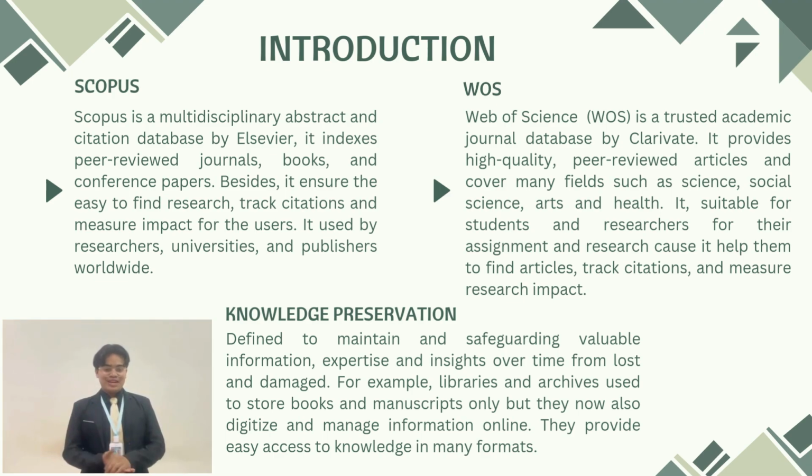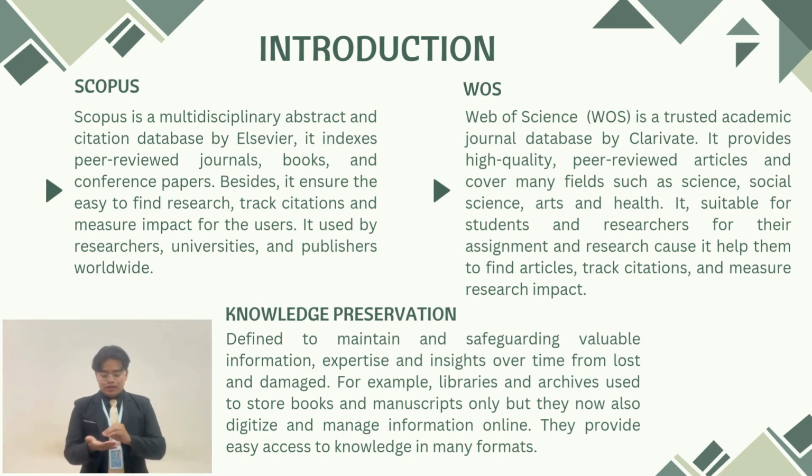So, as for the introduction, I'm going to go for Scopus first. So, what is Scopus? Scopus is a large multidisciplinary abstract and citation database of peer-reviewed literature, including books, journals, and any kind of conference paper. But what is multidisciplinary? Multidisciplinary can be defined as the involvement or usage of knowledge from all scopes and fields to study and research one specific topic.